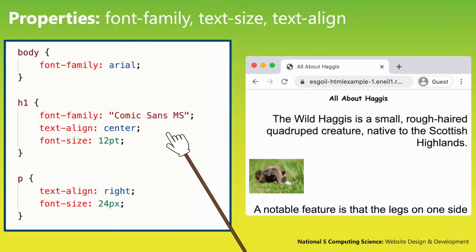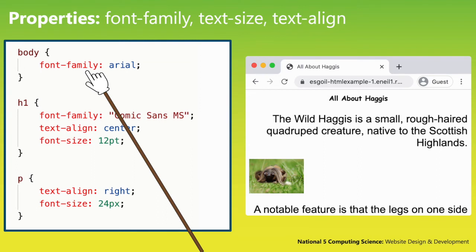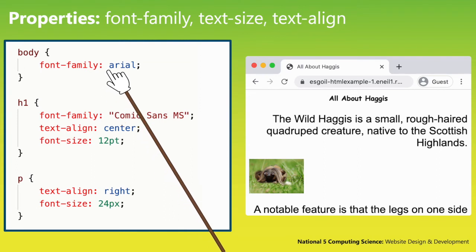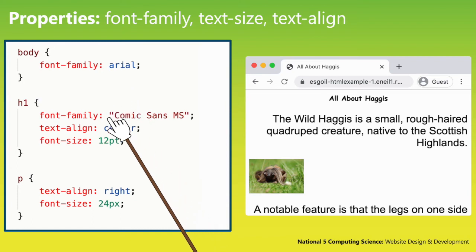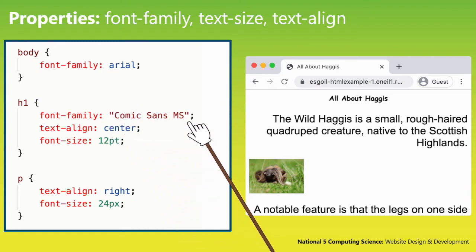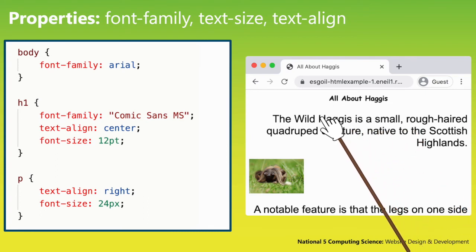Let's now have a look at font family, text size and text alignment. Font family is changed by using the font family tag. Where the font that we want to use is one word, we can just type that word in. Where the font that we want to use is multiple words, we need to make sure that word is in between quotation marks. We can modify the alignment of the text by using the text align property. And the values for text align are left by default, centre and right. And you can see here each one has been placed in the centre and our paragraph has been right aligned.